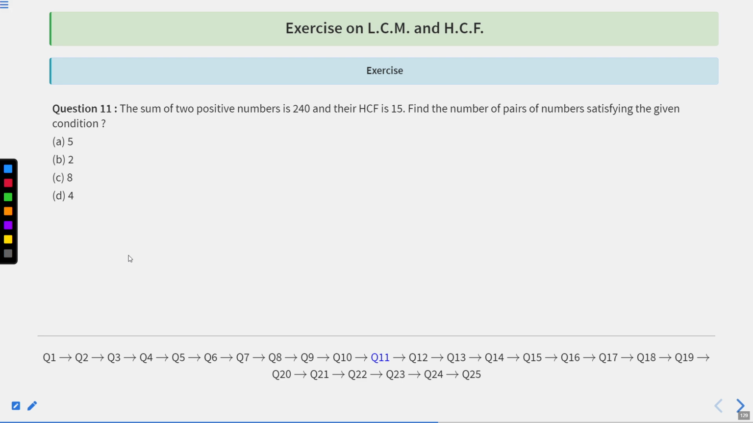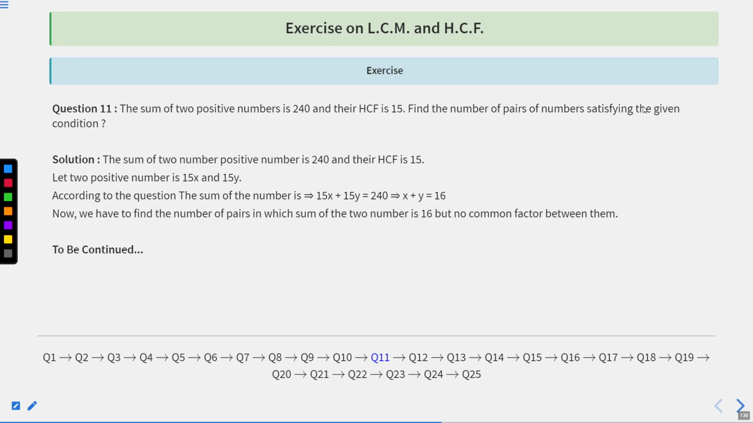Let us move to question number 11. The sum of two positive numbers is 240 and their HCF is 15. Find the number of pairs of numbers satisfying the given condition. The sum of two positive numbers is 240 and their HCF is 15. Let the two positive numbers be 15x and 15y.